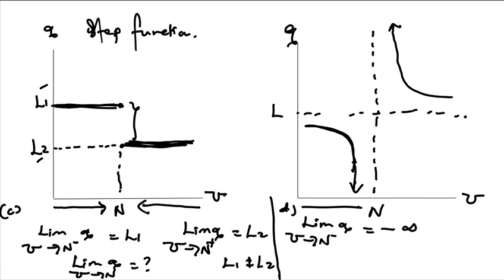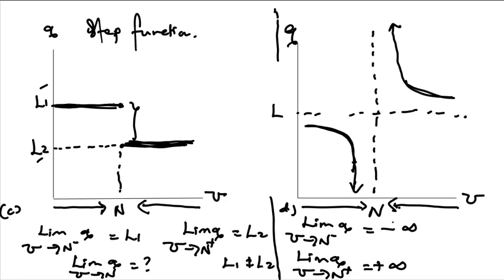Okay, what about from the right? From the right, moving from here to here, then we are referring to this curve, isn't it? And you can see as V approaches N, L increases further and further and becomes positive infinity. So the limit of Q as V approaches N from the right side is positive infinity.